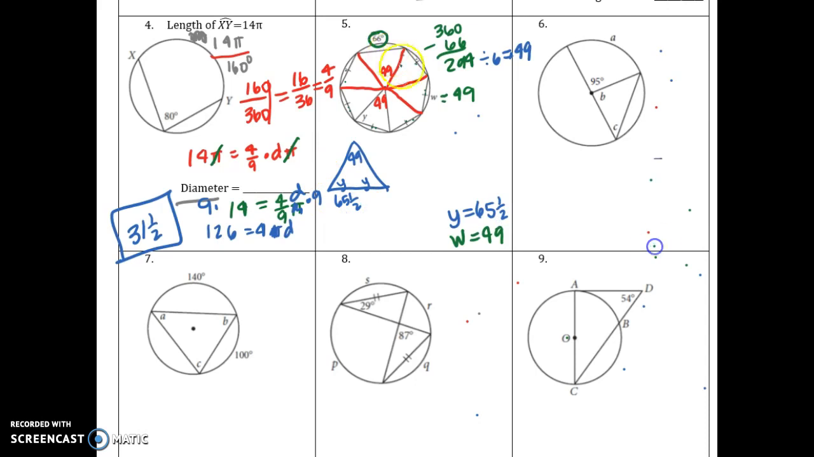And then I could figure out x in a similar way, because I know that piece has to be 65.5 as well. So I can figure out the other piece by thinking about this isosceles triangle, which is different than all the others. So I could do 180 minus 66, which is 114, then take that and cut it in half, so that's 57. And so x would have to be 57 plus 65.5, which is 122.5.